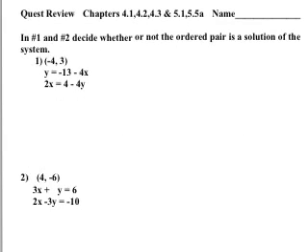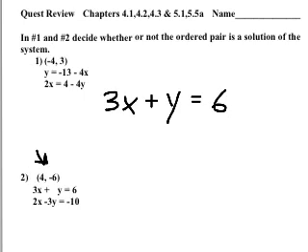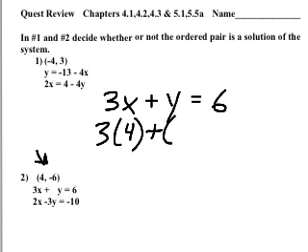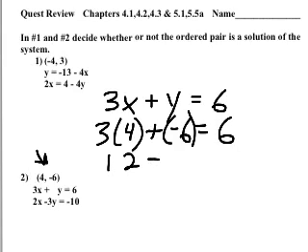Let's try the other one. This is number 2. So we're going to see if (4, -6) works in these two equations. So we have 3x plus y equals 6. So 3 times 4 plus -6 equals 6. So let's see if it works. So 12 minus 6 equals 6. Yes. So it works in that equation.